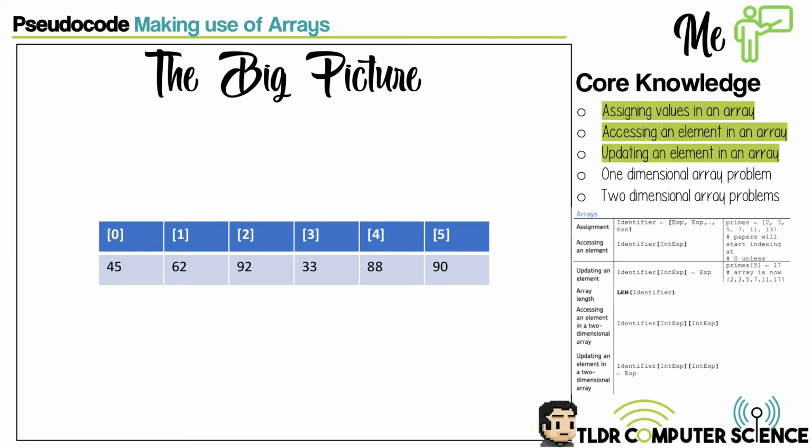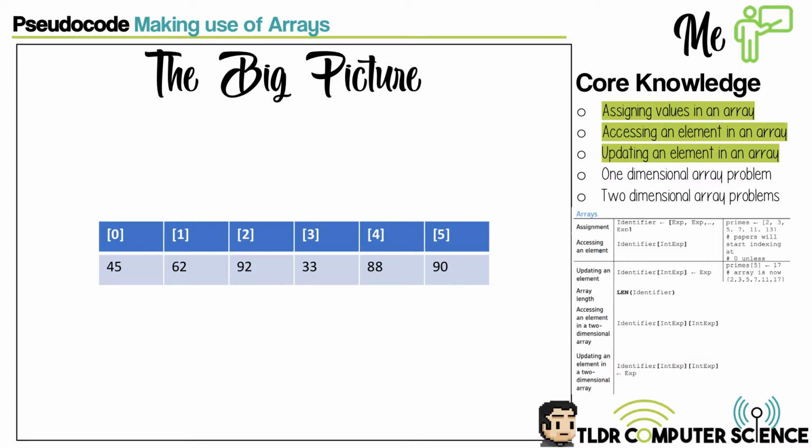Hi guys, welcome to the latest video on arrays. Today we're going to look at how we use arrays, why we use arrays, how we assign values to an array, how we access values from an array, how we can then update them, and also looking at examples of one-dimensional and two-dimensional arrays. What you can see in front of you is a little diagram, a representation of an array.